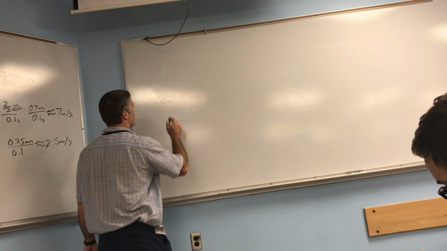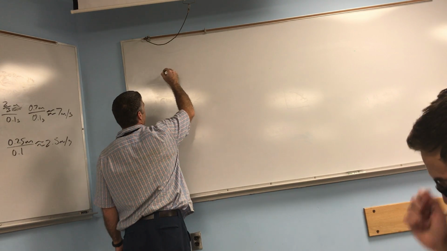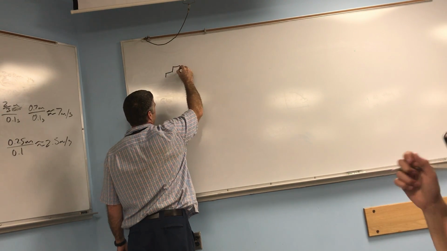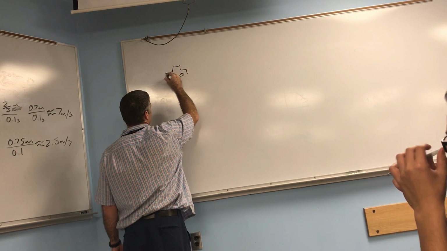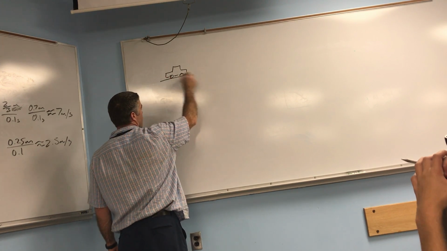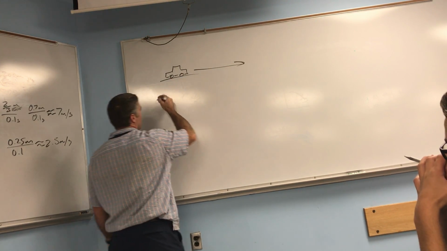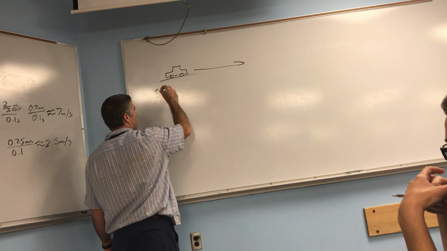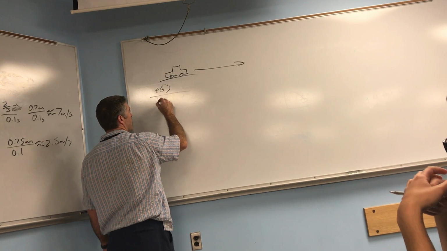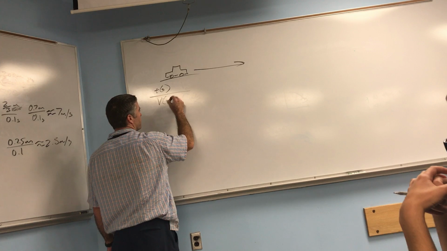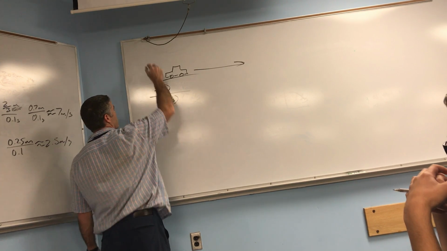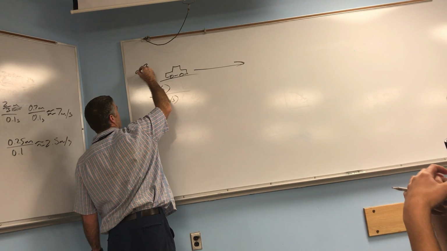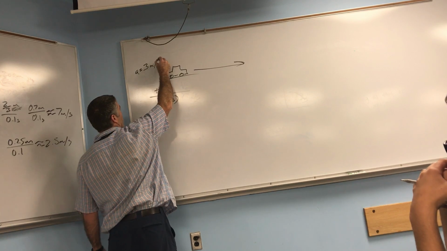I'm going to make up an acceleration, and so here's the car, and it's starting at 0 and going this way. And I'll make a table. This is going to be time in seconds, and this is going to be velocity in meters per second. Let's just say the acceleration is 3 meters per second squared.